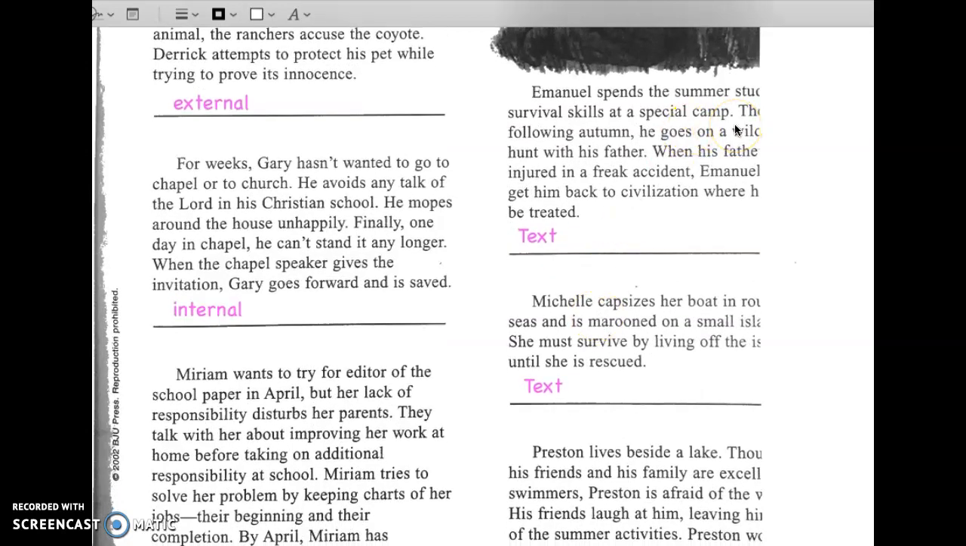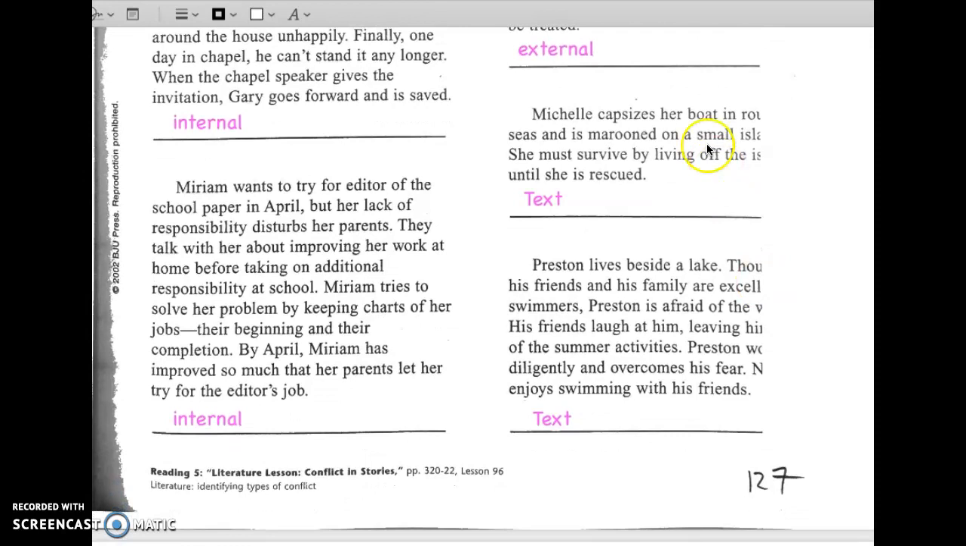Emmanuel spends the summer studying survival skills at a special camp. The following autumn, he goes on a wilderness hunt with his father. When his father's injured in a freak accident, Emmanuel has to get him back to civilization where he can be treated. So his father is hurt. He needs to take care of his father. So this is external. He's having a struggle with people outside himself.